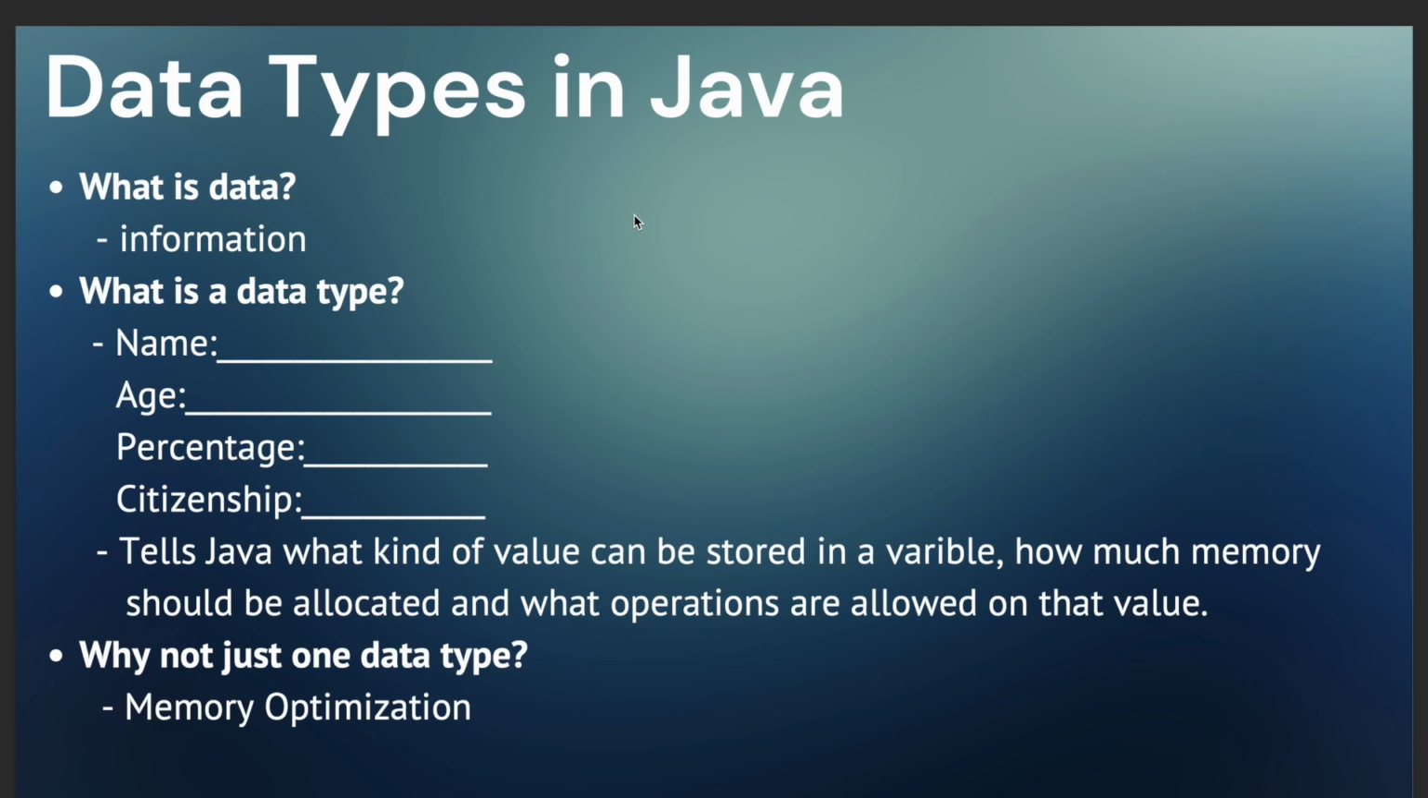Programming languages face exactly the same challenge. Whenever we write a Java program, we are constantly working with different kinds of information: a student's age, a student's name, a student's percentage, a student's letter grade, whether the student passed or failed. Although all of these are called data, they are not the same kind of data. Some are numbers, some contain decimal values, some contain only a single character. Others can have only two possible values, true or false.